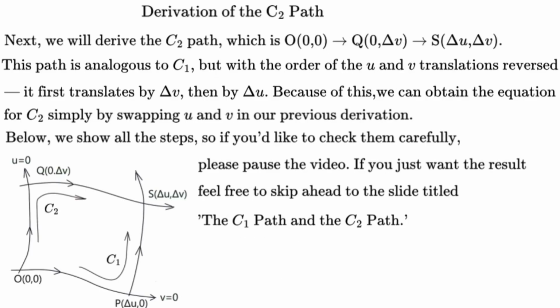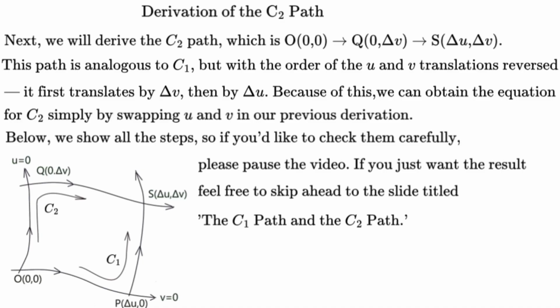Derivation of the C2 path. Next, we will derive the C2 path, which is O (0, 0) to Q (0, δv) to S (δu, δv). This path is analogous to C1, but with the order of the u and v translations reversed. It first translates by δv, then by δu. Because of this, we can obtain the equation for C2 simply by swapping u and v in our previous derivation. Below, we show all the steps, so if you'd like to check them carefully, please pause the video. If you just want the result, feel free to skip ahead to the slide titled The C1 Path and the C2 Path.